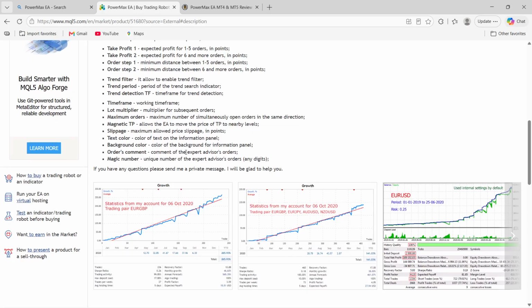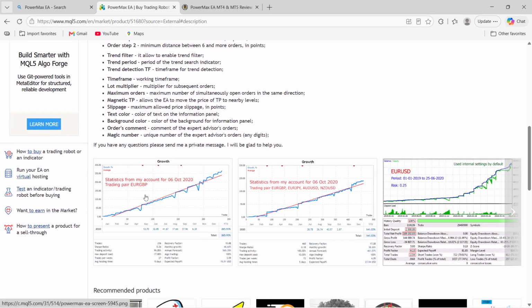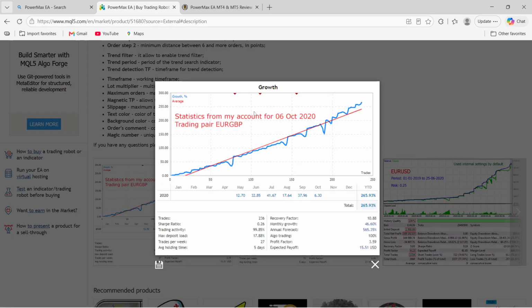Alright, so from what the developer has here from his test, you can see the screenshots, statistics from his account for October 6, 2020. The trading pair was EUR/GBP. Alright, so you can see that the trades were 236. The profit factor was 3.59.